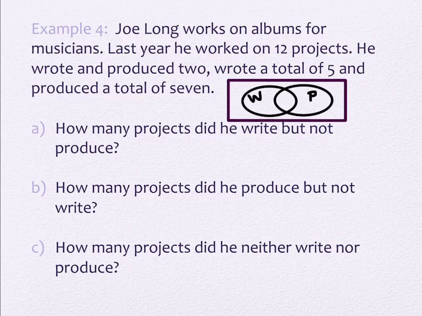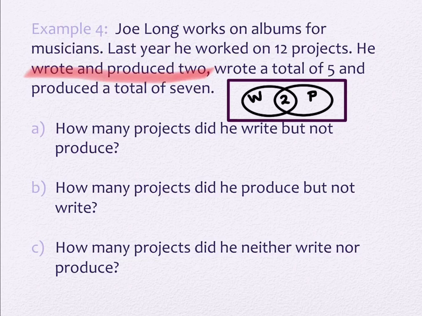Which number is going to be the most helpful to start with? The 2. Where's the 2 going to go, Abby? In the middle, it says he wrote and produced 2. That's the overlap. Okay? Start with the piece of information that gives you the most explicit location on your diagram. And I'll highlight them as we've done them. So wrote and produced 2. We're done with that.